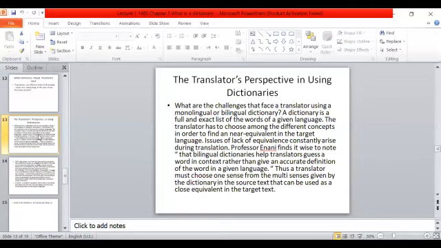Professor Anani finds it wise to note that bilingual dictionaries help translators guess a word in context rather than give an accurate definition of the word in a given language. Thus, a translator must choose one sense from the multi-senses given by the dictionary in the source text that can be used as a close equivalent in the target text.